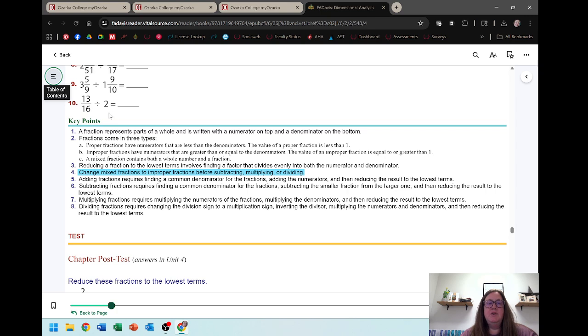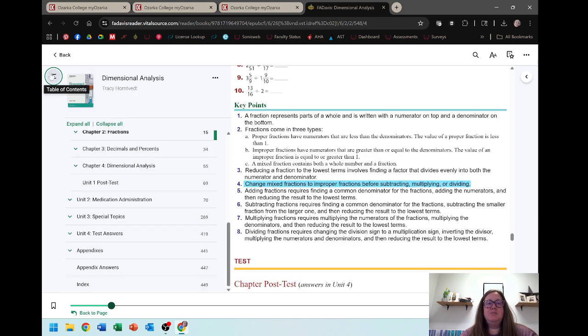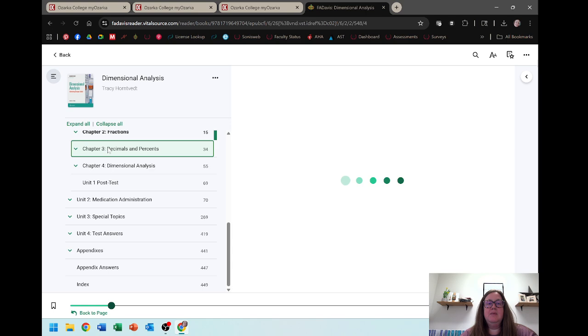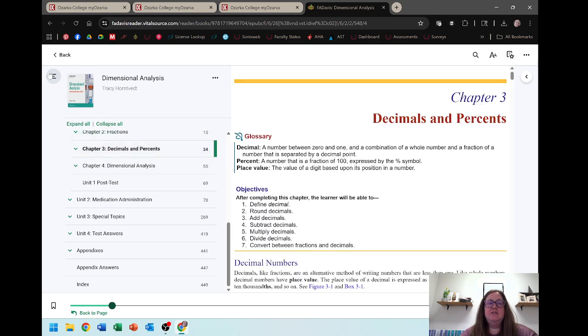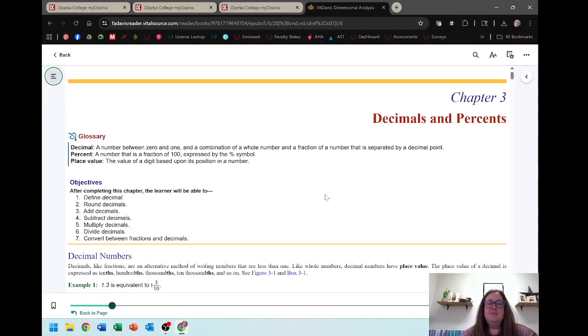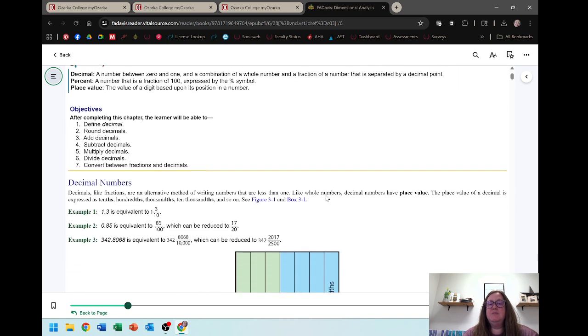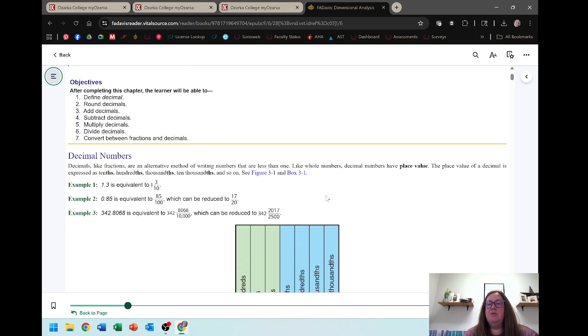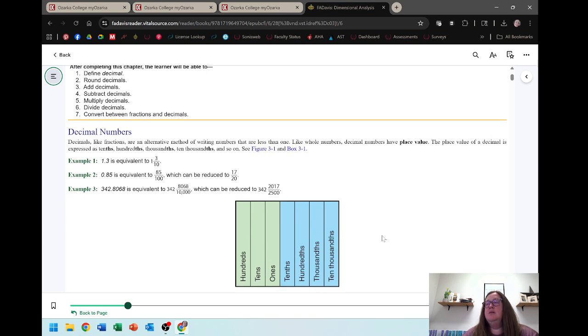So let's move on to chapter 3. Chapter 3 is decimals and percents. And so decimals are actually another way to express a fraction. However, when we deal with decimals, the denominator is always a power of 10. So tens, hundreds, thousands, 10,000s, etc.